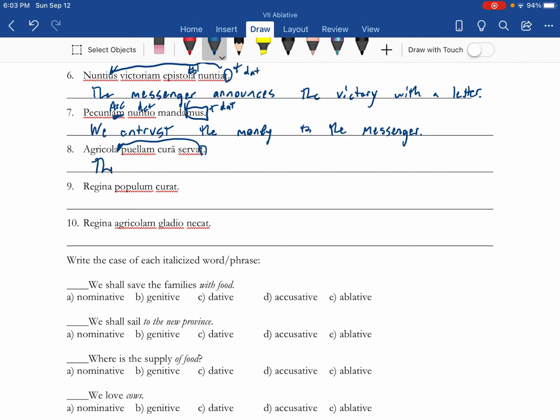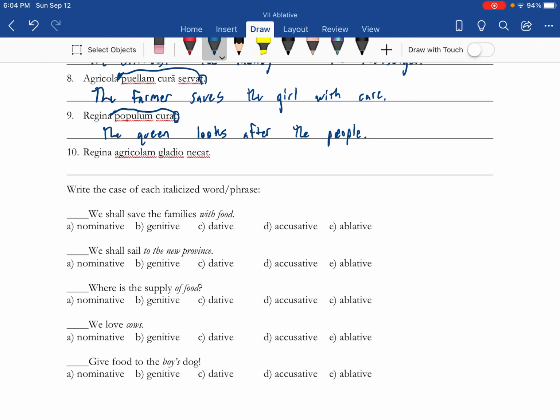"T" is he, she, or it, that's the farmer. The farmer just won. Saves the girl with care. "T," he, she, or it, the queen, looks after populum, the people. "T," he, she, or it, the queen, verb kills. My accusative, "am," is right there, kills the farmer. Gladio, with a sword.